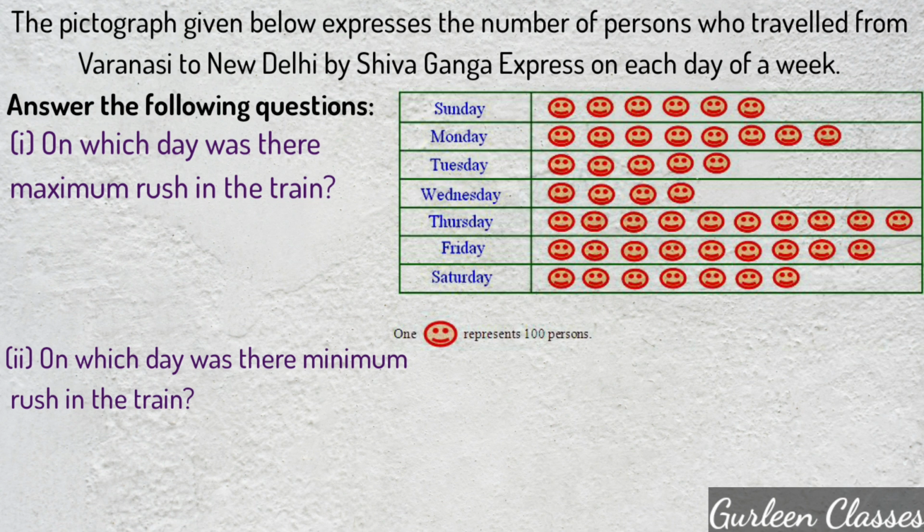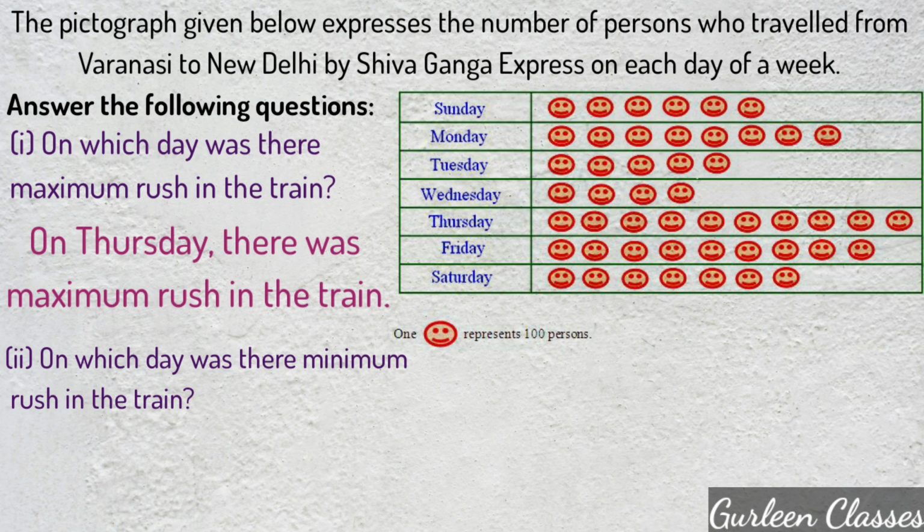So now we have to see how many persons travel from Varanasi to New Delhi. On Sunday, 600 persons travel, as one smiley represents 100 persons. On Monday, 800, Tuesday, 500, Wednesday, 400, Thursday, 1000, Friday, 900 and Saturday, 700. So now answer the question, on which day was there maximum rush in the train? On Thursday there was maximum rush in the train.